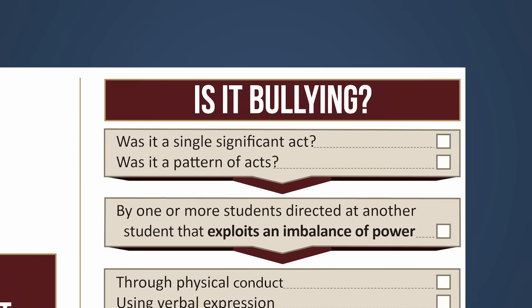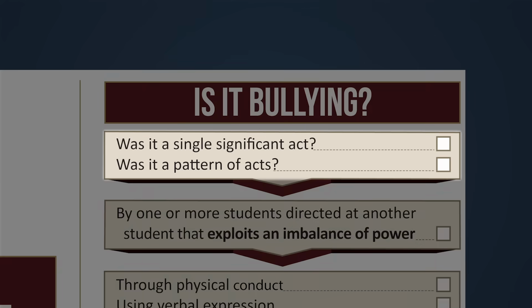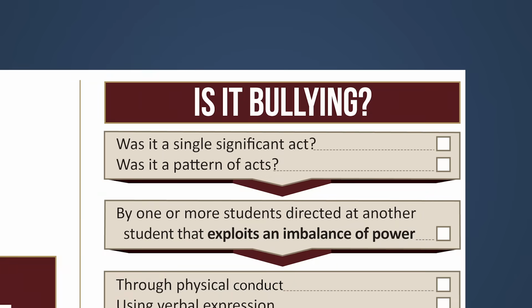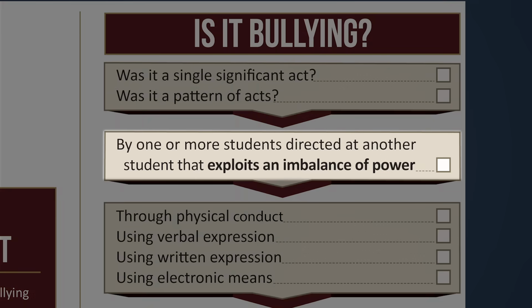The first question that should be asked is, is the action a single significant act or a pattern of acts? A single significant act could be contingent or dependent on the severity or pervasive effect it has on the victim or target of bullying. Next, ask, is the action by one or more students directed at another student, and does that action exploit an imbalance of power?